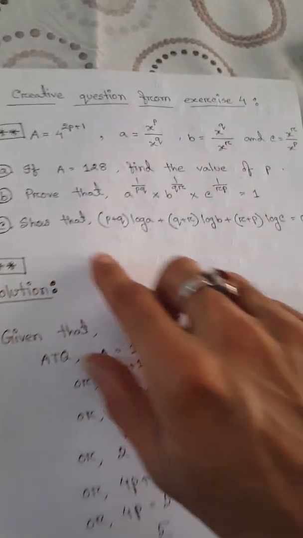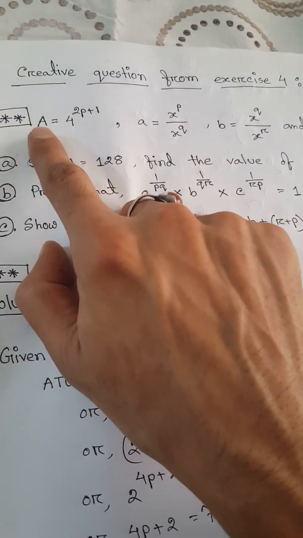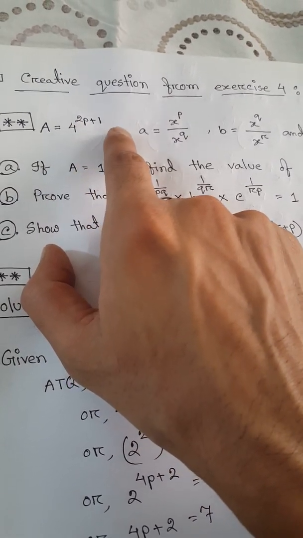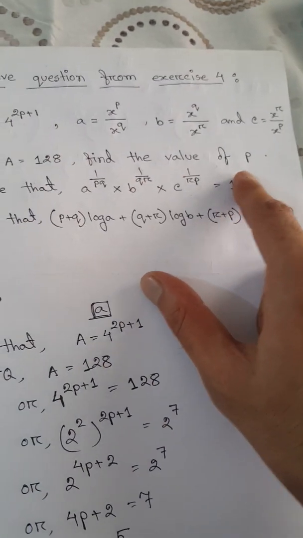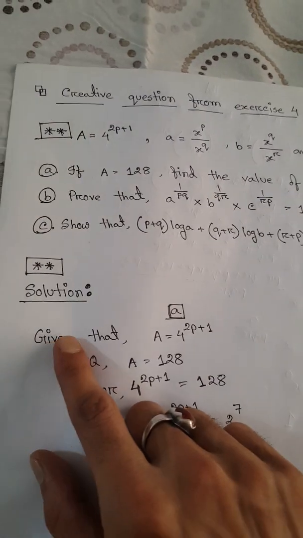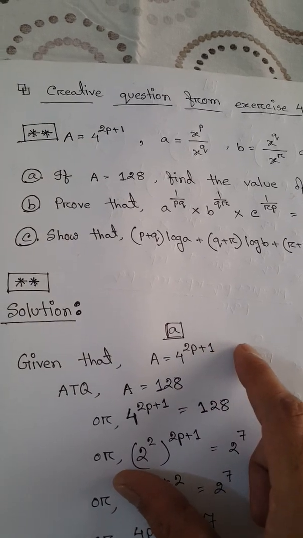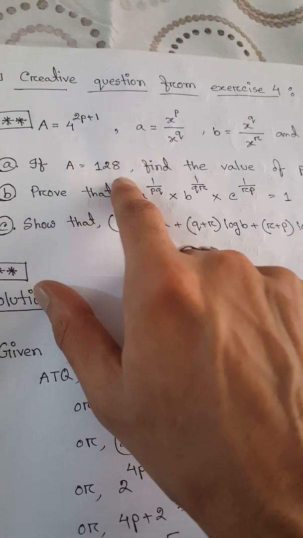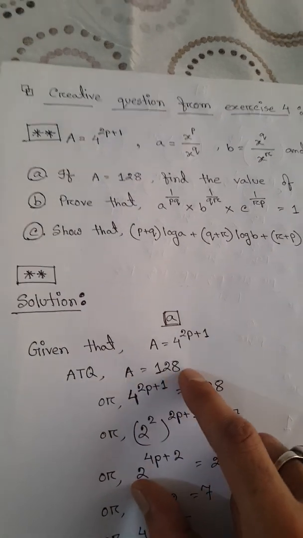Okay, when we go to the solution of A, here a is equal to 128, and in the stem we have a is equal to 4 to the power 2p plus 1. In the power there is a p, and we have to find the value of p. How can we do that? Suppose given that a is equal to 4 to the power 2p plus 1, and according to the question a is equal to 128.